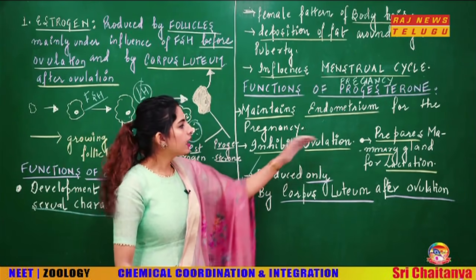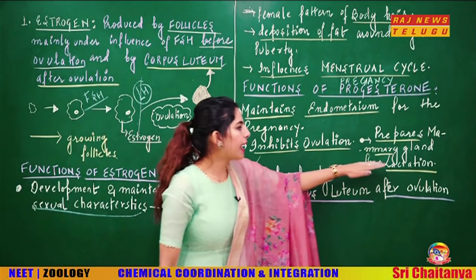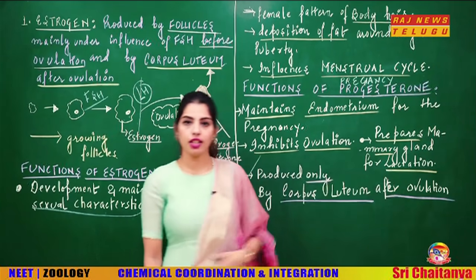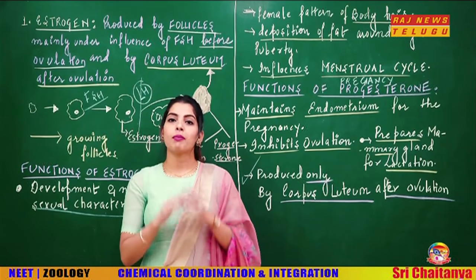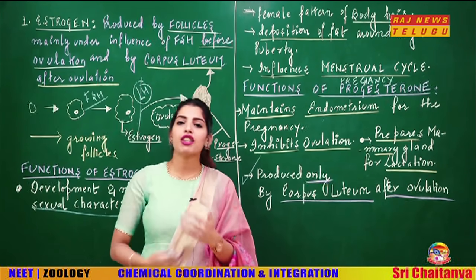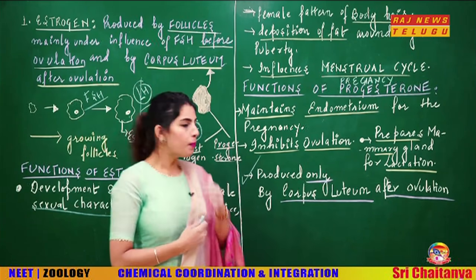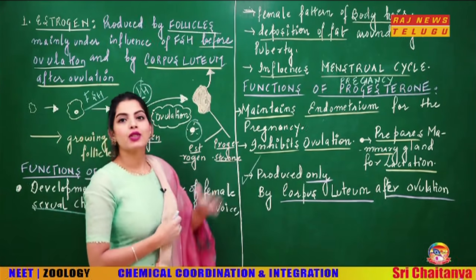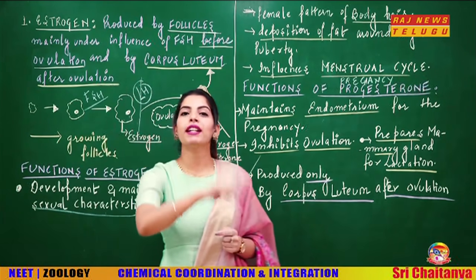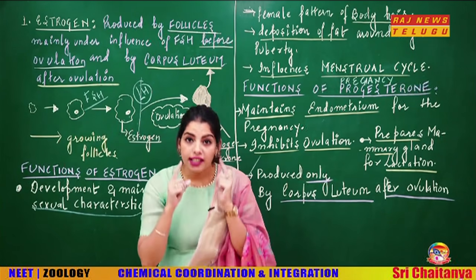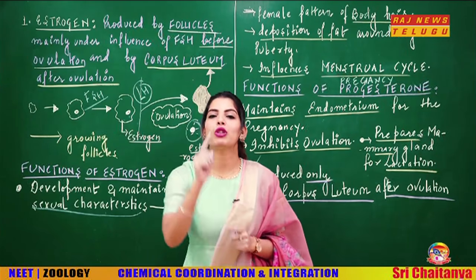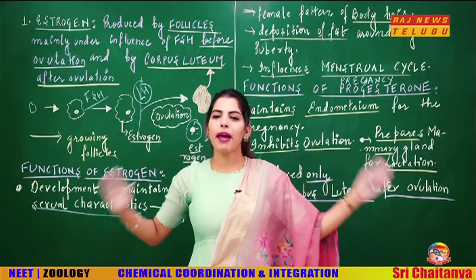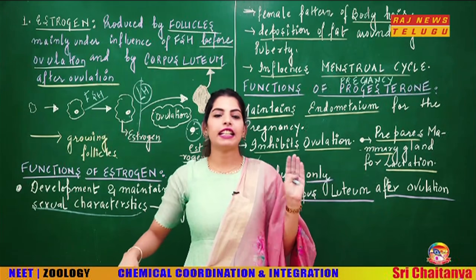Is it clear? Now, it is also preparing the mammary glands for lactation. Under the influence of progesterone, mammary glands are prepared for the lactation process. Also, it is going to inhibit ovulation. If there is a high amount of progesterone, then ovulation will not take place. So that's the comparison of progesterone and estrogen.